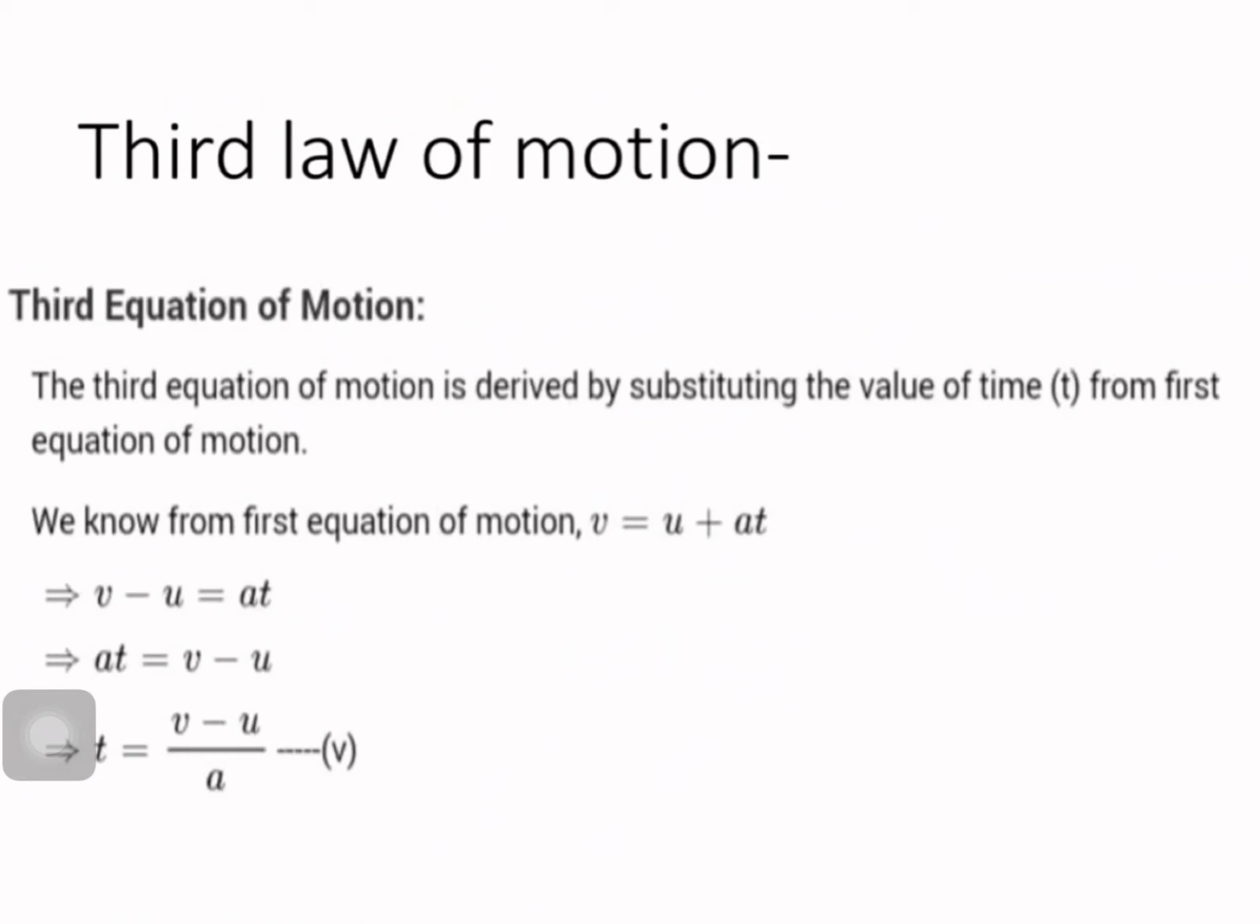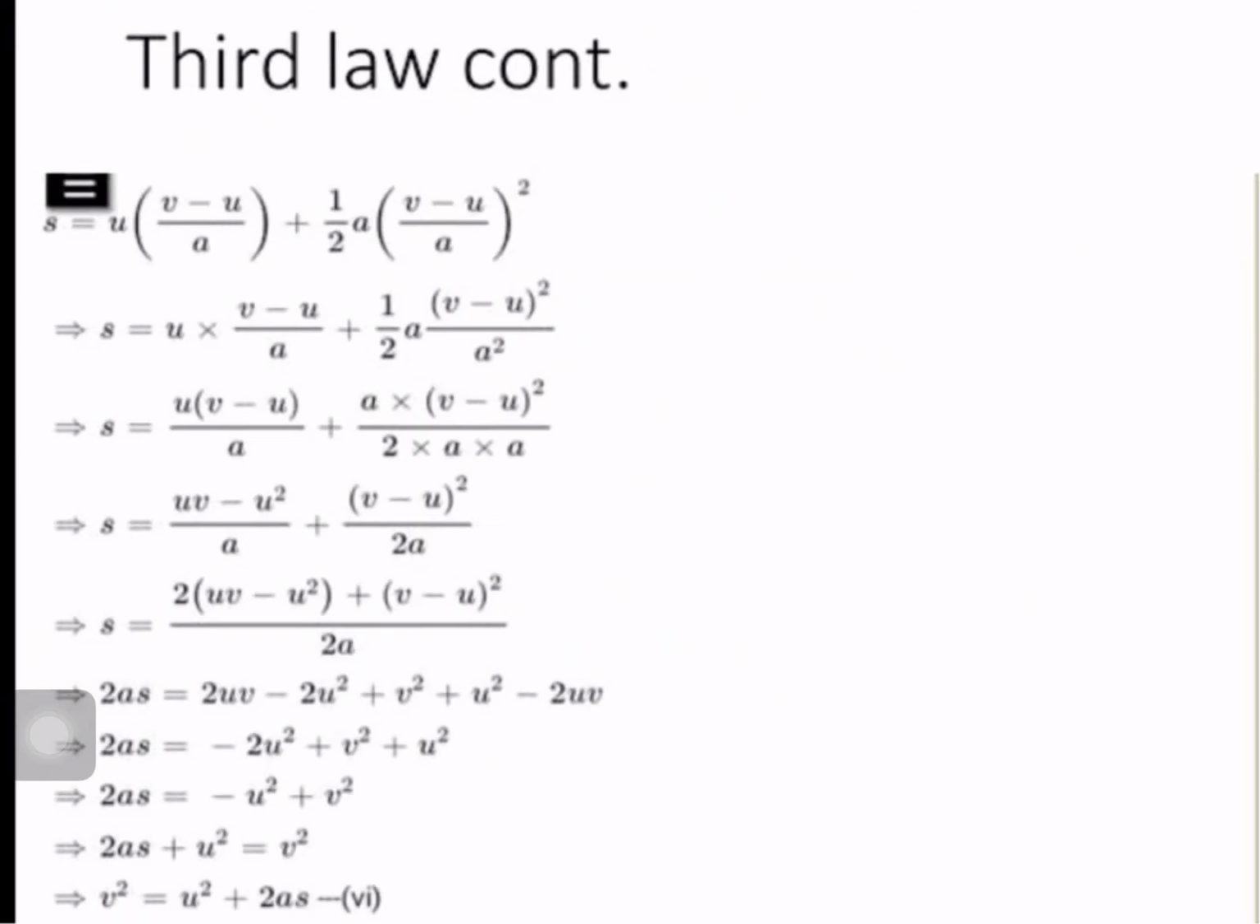The third equation is also very simple. This equation of motion is derived by substituting the value of t from the first equation. You know the first equation, v equal to u plus at. From that, we derive t equal to v minus u by a. Now we can substitute this into the already familiar s equal to ut plus half at square, with t equal to v minus u by a. Substitute and rearrange the equation, and you will get v square minus u square equal to 2as.